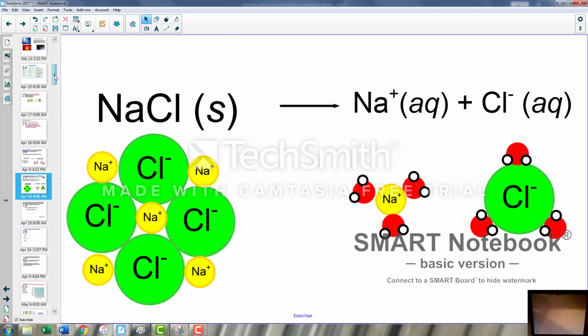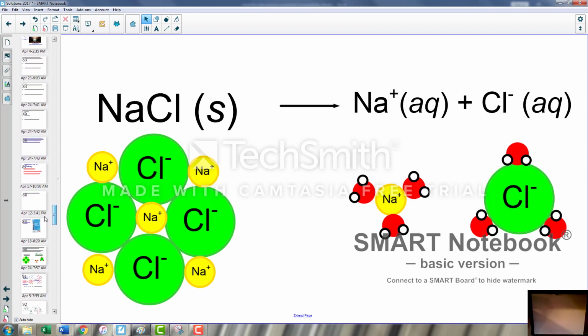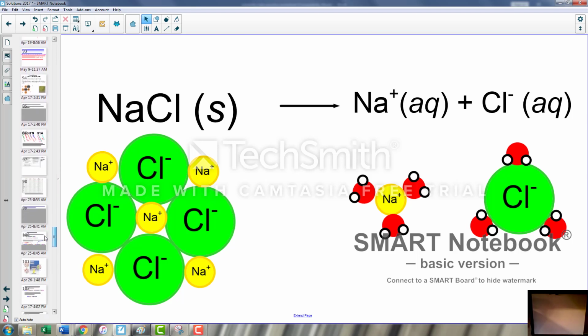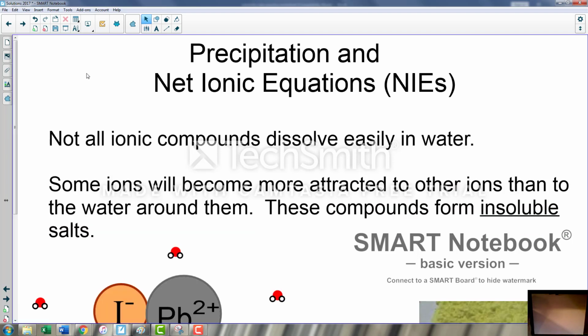But if you're following along in the notes that I put on Classroom, I thought it would make sense to do what are called the solubility rules and net ionic equations as the next lesson, because they go along with the dissociation reactions we already wrote out.